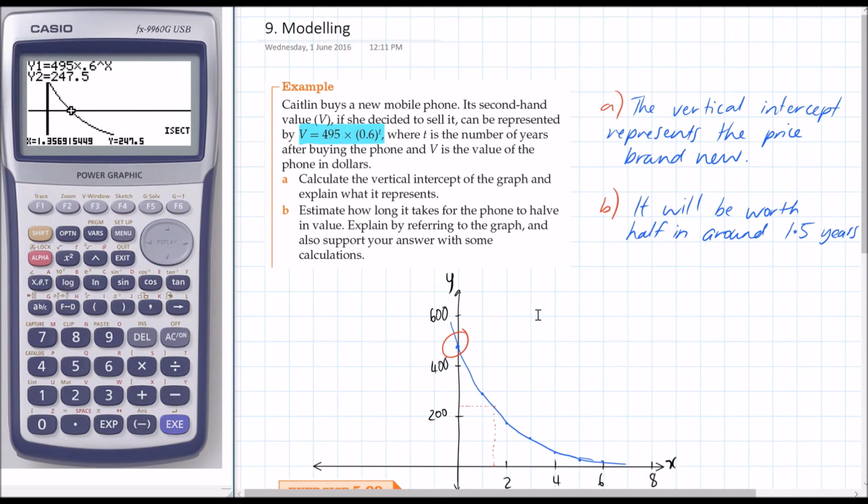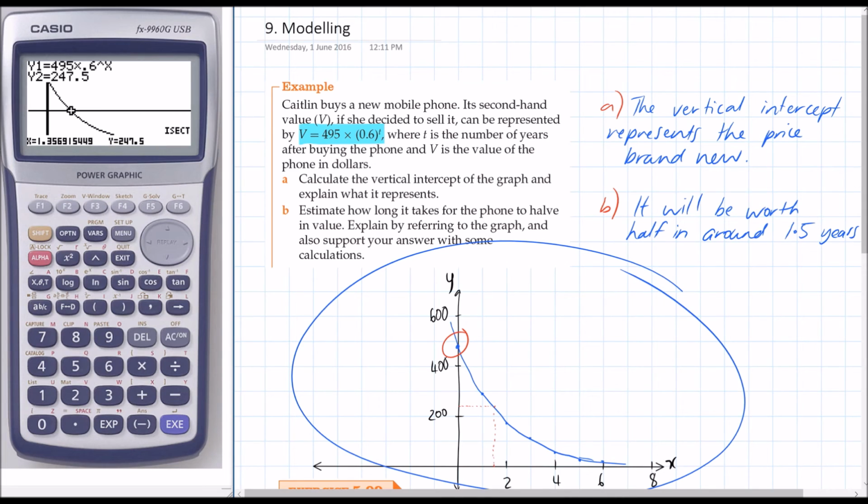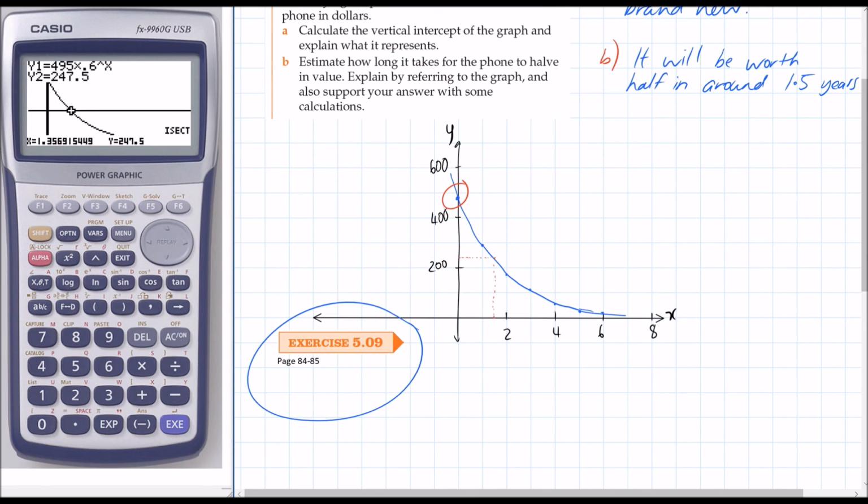Okay, so the key thing, I suppose, is making sure that you draw out your graph and use that to model your situation. Okay, have a go at exercise 5.09, please.